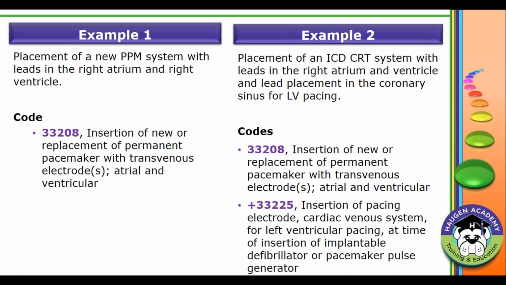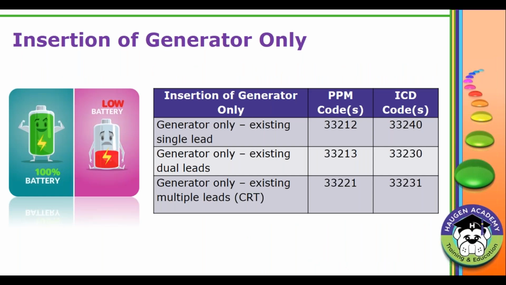In example 2, we have placement of an ICD CRT system with leads in the right atrium and ventricle, and lead placement in the coronary sinus for left ventricular pacing. So, I do have a wrong code on here. I just realized this is the code for pacemaker. This should be a 33249 for an ICD, but the add-on code for that left ventricular lead, which is placed in the coronary sinus, is the same, and it's 33225. So again, the CRT codes do double duty for both pacemaker and ICD devices.